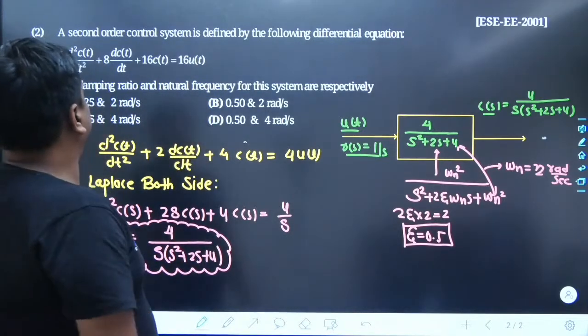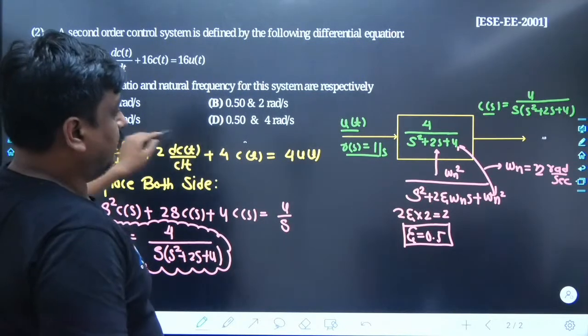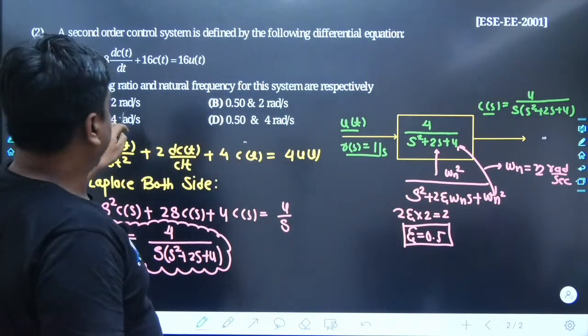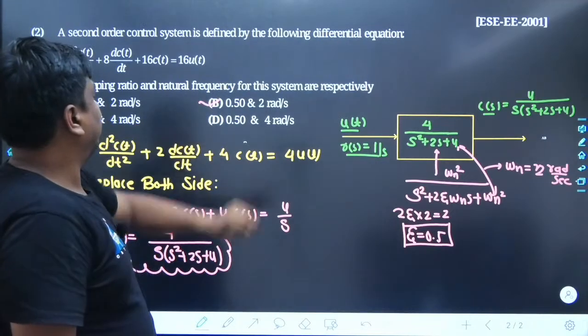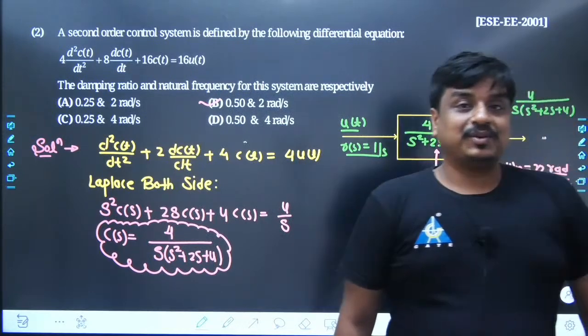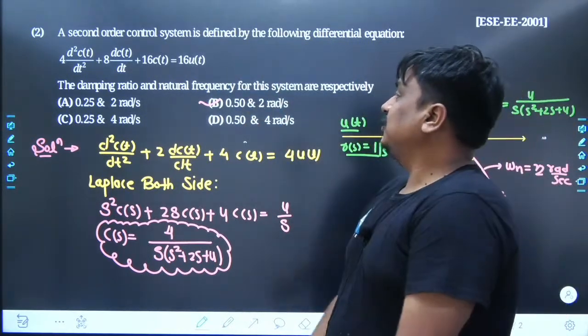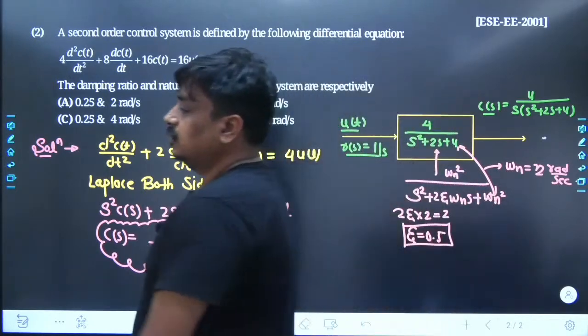Omega n had been 2, and here the B is going to be the best answer. I know many of these students must have made a certain mistake. Agreed?